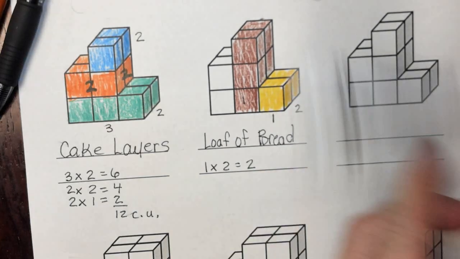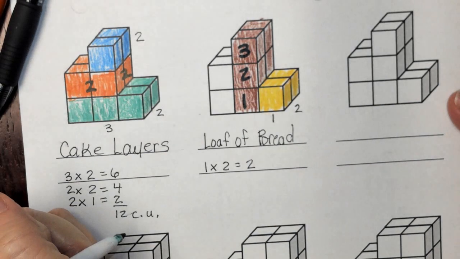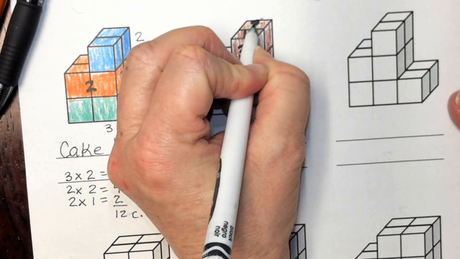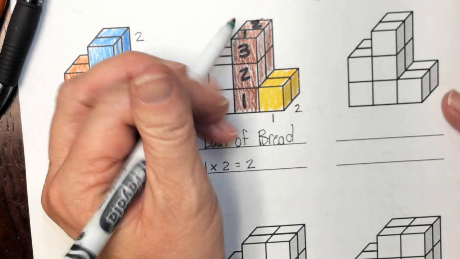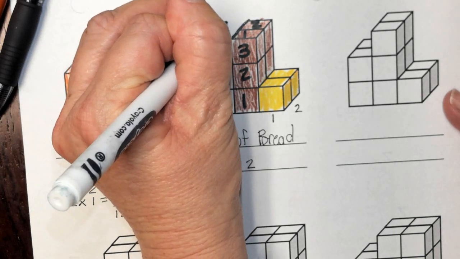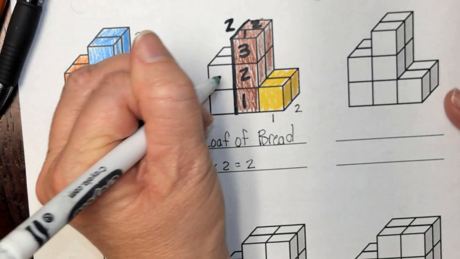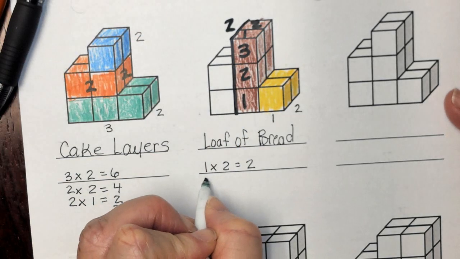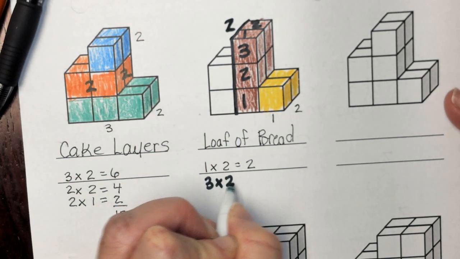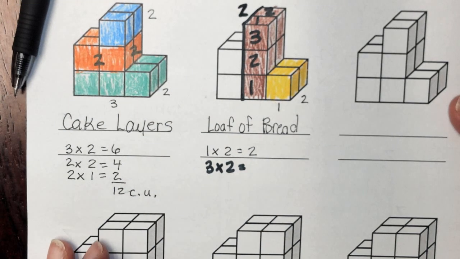I'm going to label these. This is a 1, 2, 3 tall and a 1, 2. So it's a 3 by 2 area. So this dimension is 2. It is 3 high. So that's going to give me a 3 by 2 piece in the middle. So what is 3 times 2 going to give me? 6.